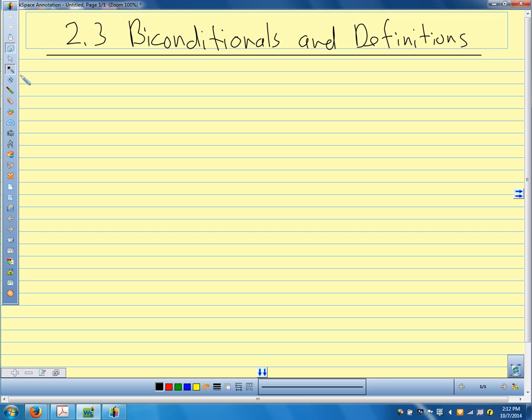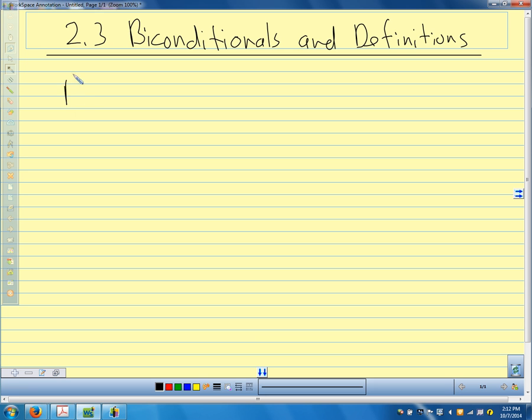Biconditionals and definition. Before we even talk about our topic, what is this? When we put this bi prefix in front of a word, what does that tell us? What does bi mean? Two. So we're going to be talking about two conditionals. Biconditional means two conditionals. We're going to define a biconditional statement, figure out how we make one, and then do some practice with it.